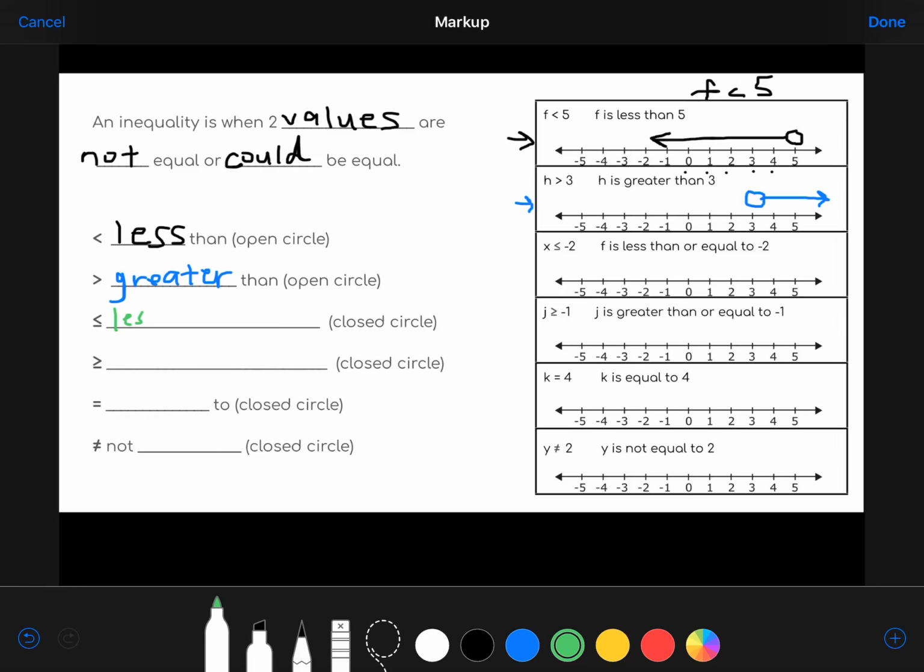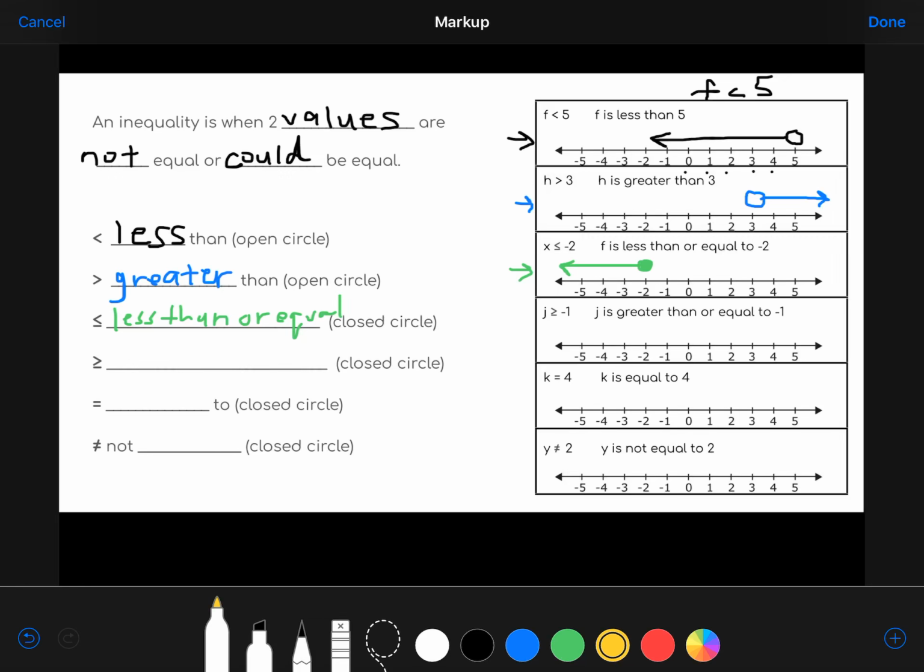Next, we have less than or equal to. So this is less than or equal. That means it could be less than that number or it could be equal to that number. So here we have x is less than or equal to -2. I'm going to show that using a closed circle because it's possible that x is -2, but it's also possible that it's any number that's less than -2.